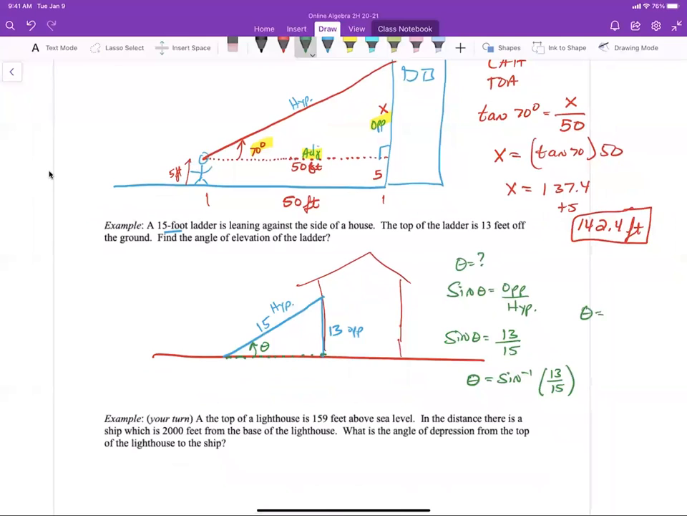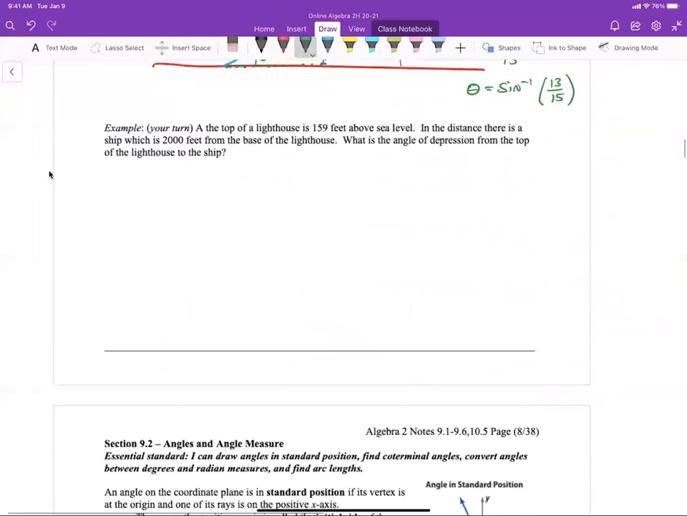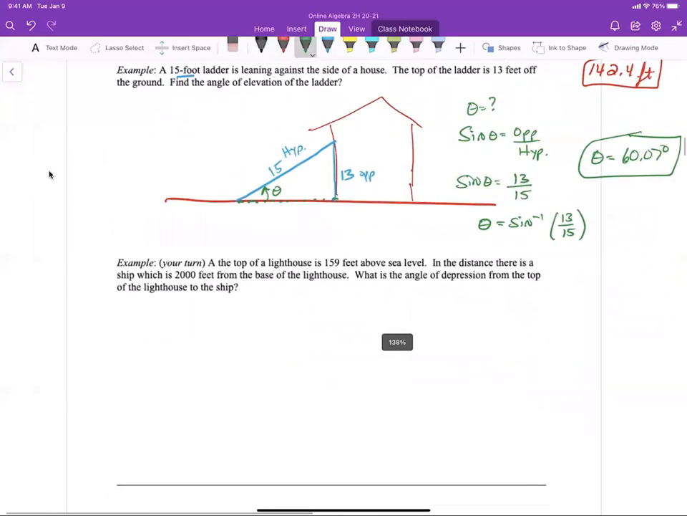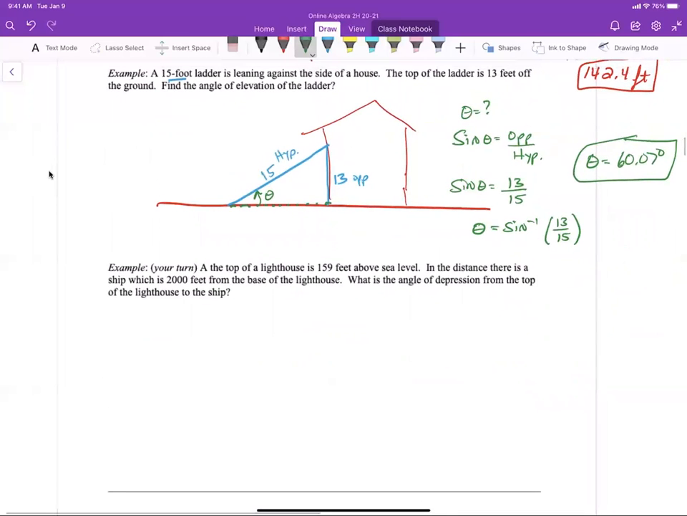That will be second function sine, and then you'll hit 13 divided by 15, and then you'll close your parentheses, and assuming you're in the correct mode, you will get the answer of 60.07 degrees. Your mode should be in degrees. All right, let's have you try one on your own, and then that'll be our last problem for the day.